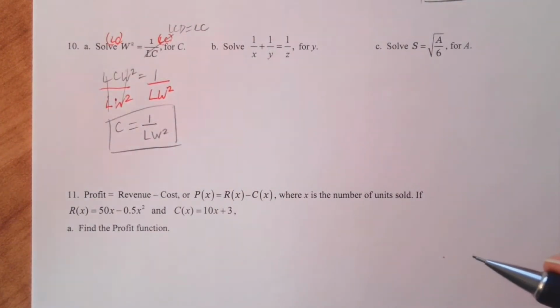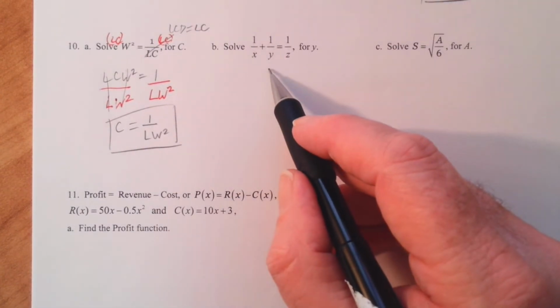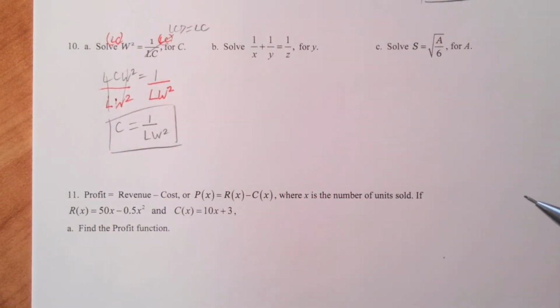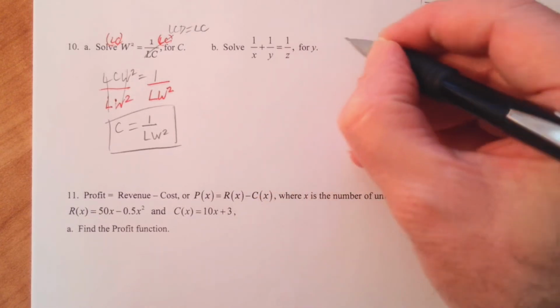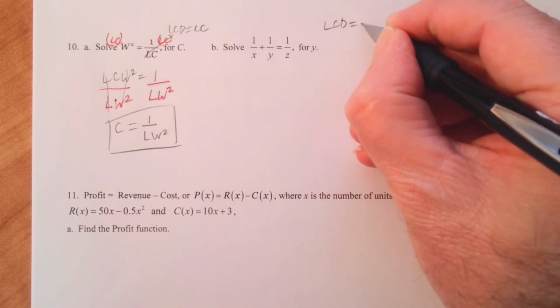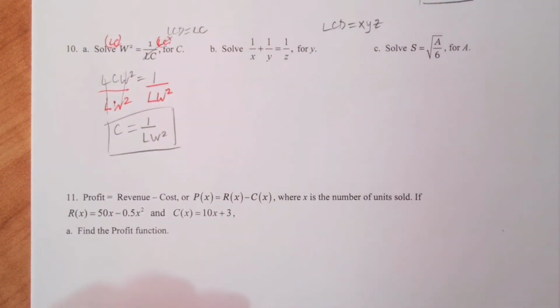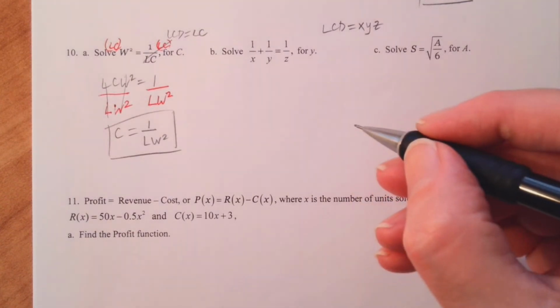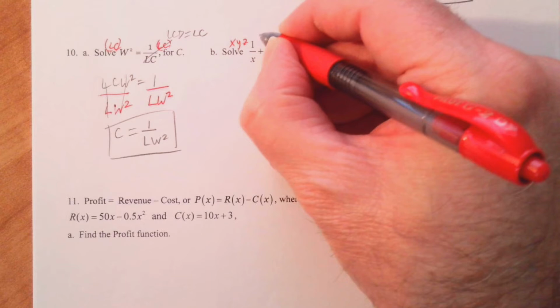All right, on B, we've got to solve 1 over x plus 1 over y equals 1 over z for y. So notice y is in the denominator of a fraction. First thing we're going to need to do here is clear these fractions. Notice x times y times z, that's going to be our LCD. We don't know what those letters represent, which numbers they are, so all we can do is multiply them. And so we're going to multiply each of these terms by x, y, z.